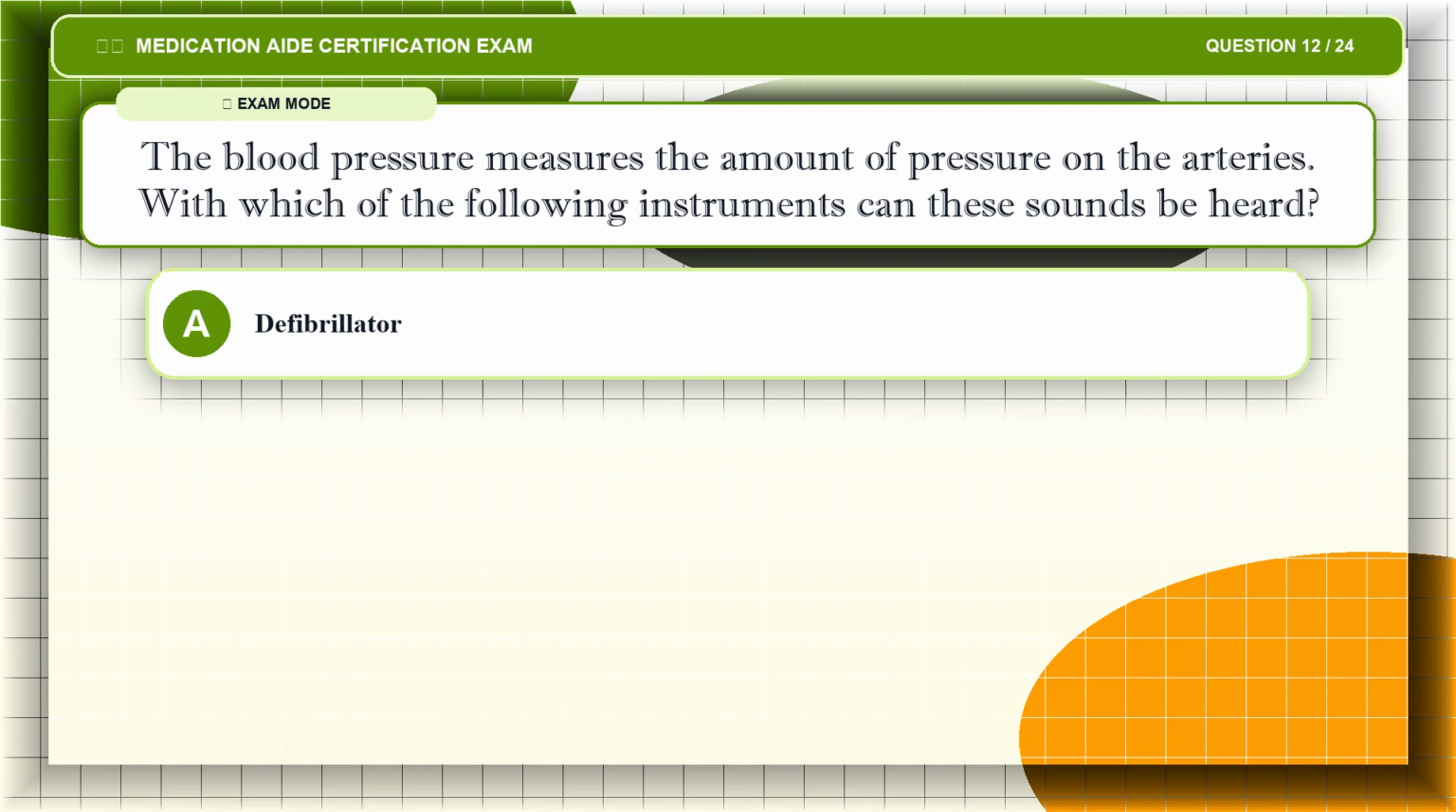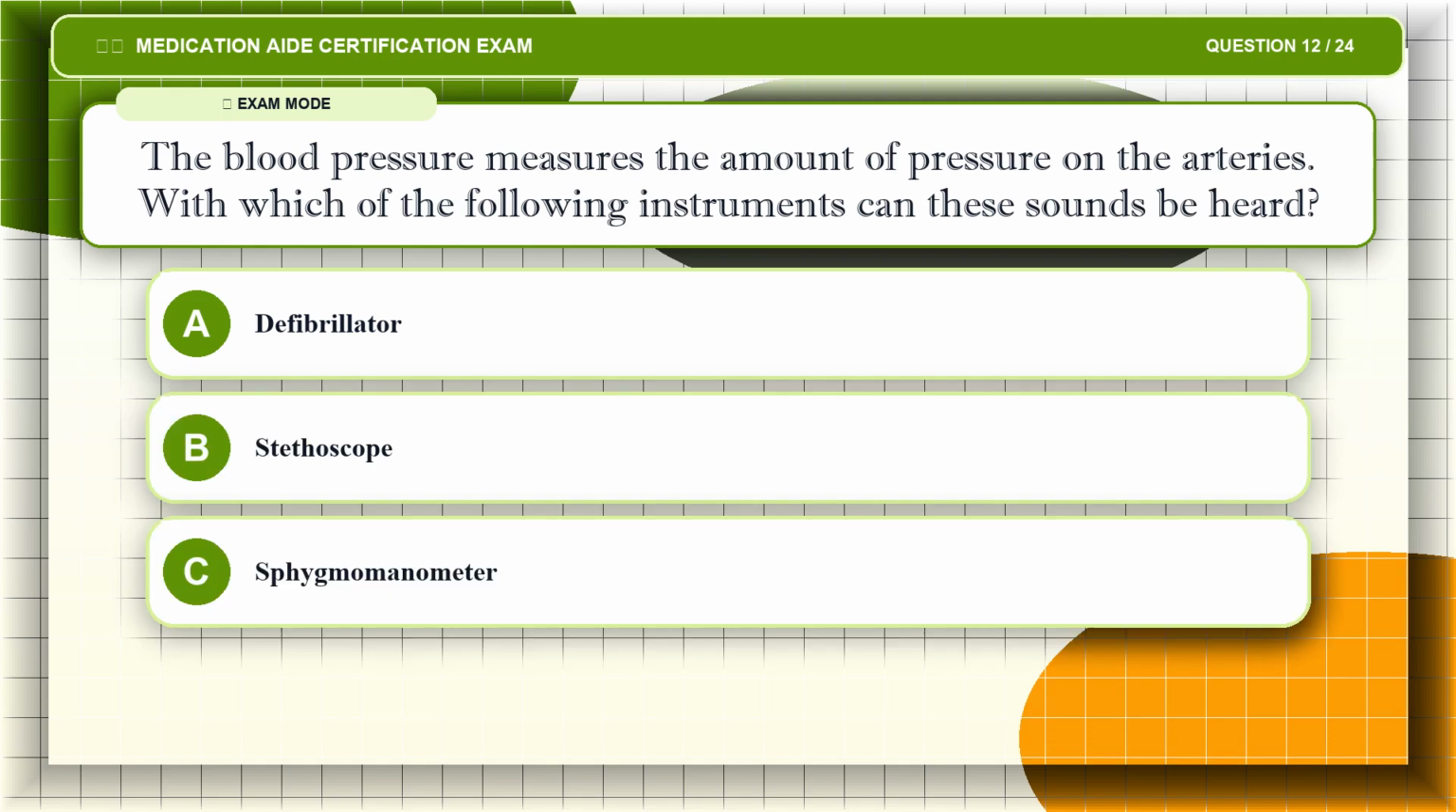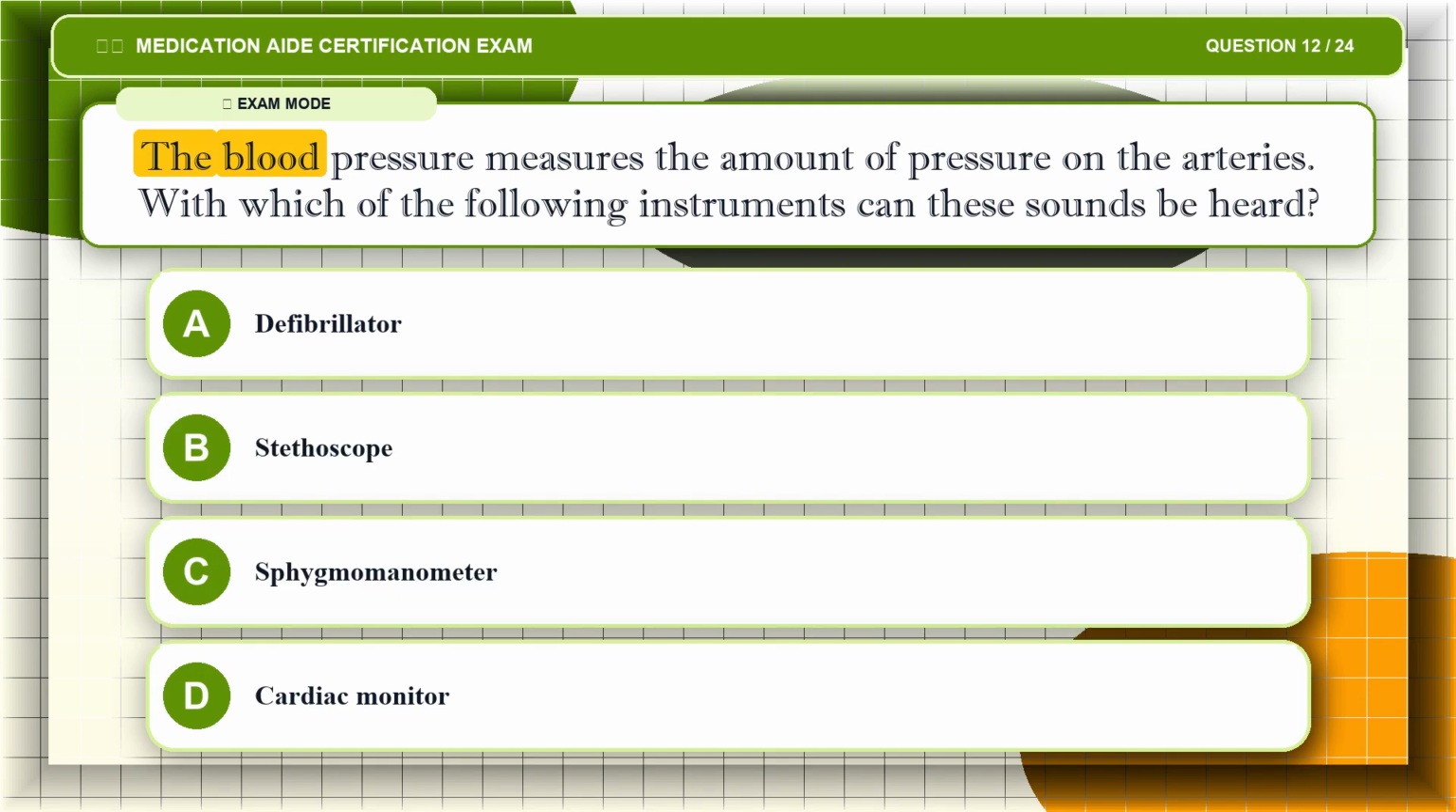Question 12. The blood pressure measures the amount of pressure on the arteries. With which of the following instruments can these sounds be heard? Option A, defibrillator. Option B, stethoscope. Option C, sphygmomanometer. Option D, cardiac monitor.